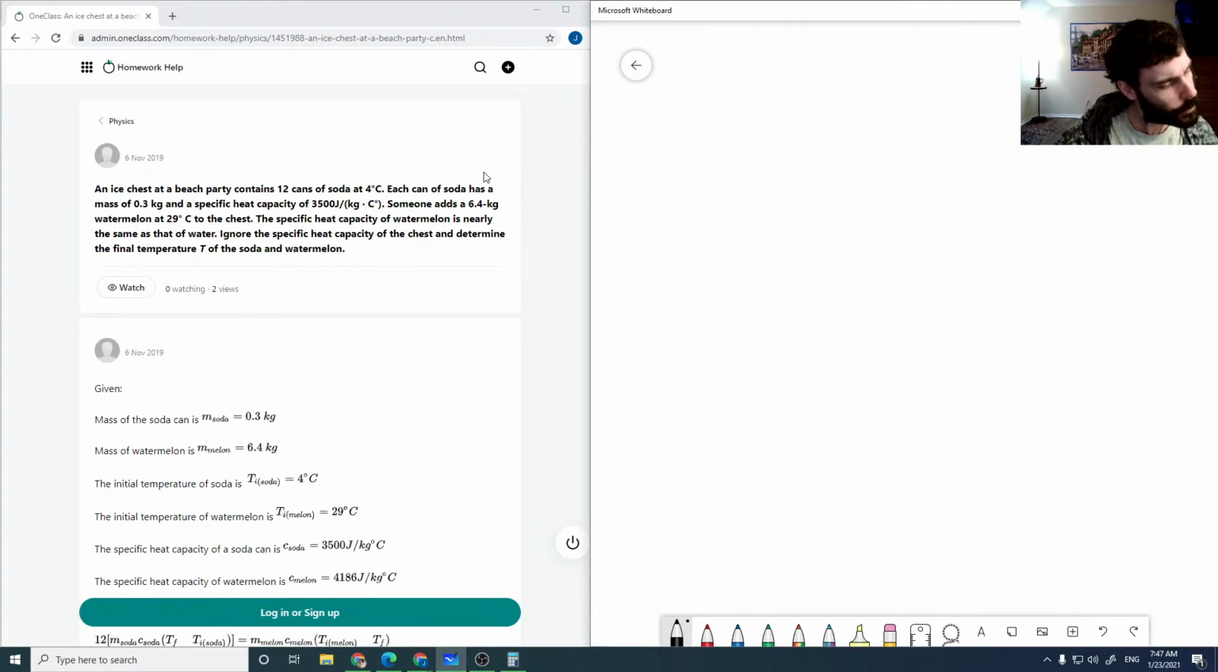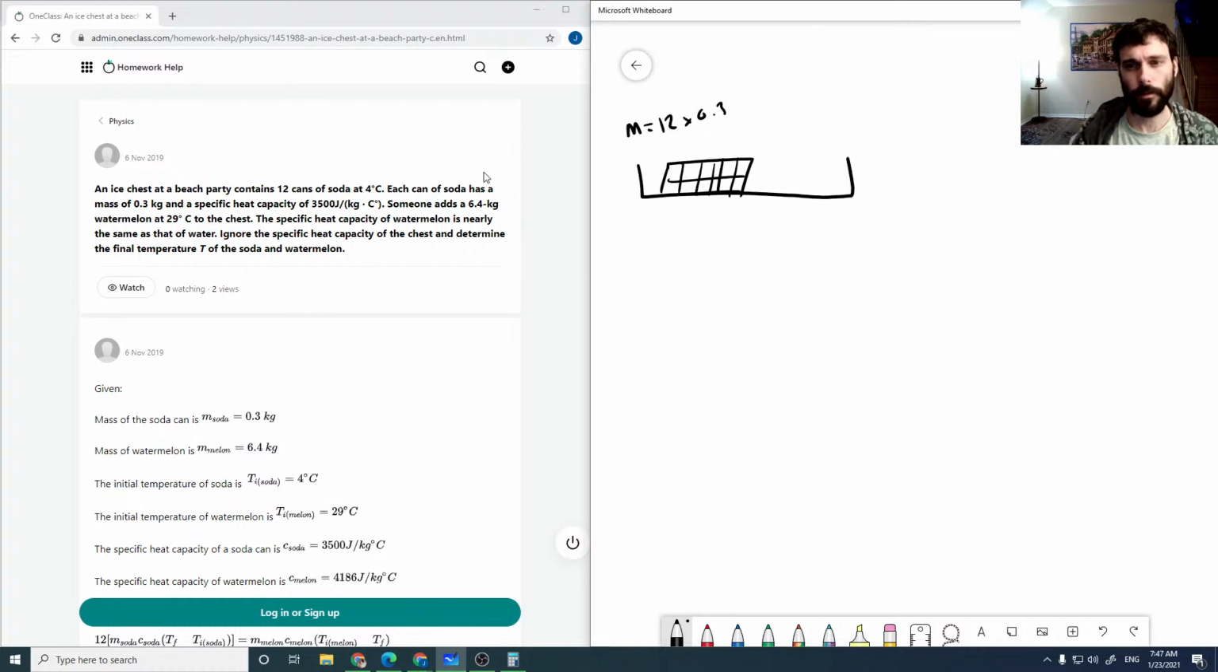Okay, so here we've got an ice chest, which contains 12 cans of soda at 4 degrees Celsius. So we've got our 12 cans of soda. I'm not going to be able to draw, but whatever. Alright, so the mass here is 12 times 0.3 kilograms. The temperature is 4 degrees Celsius, and our heat capacity is 3,500 joules per kilogram degrees Celsius.